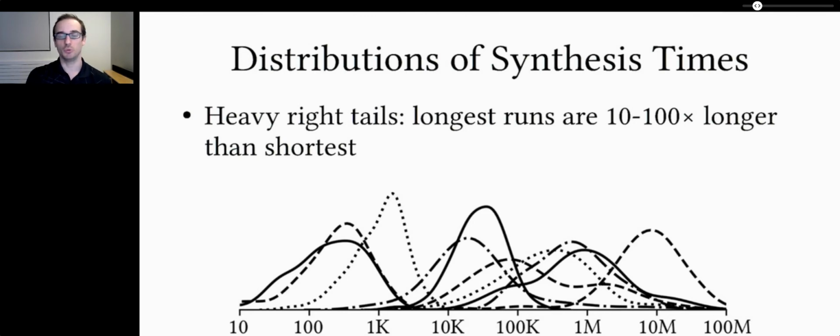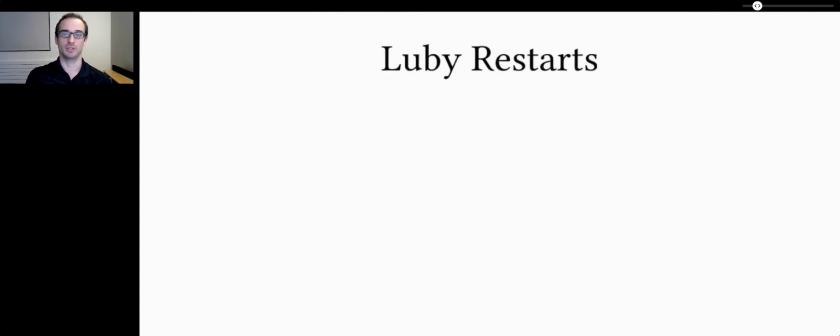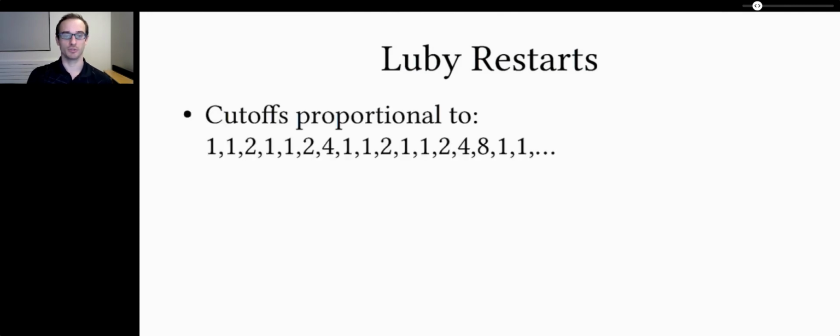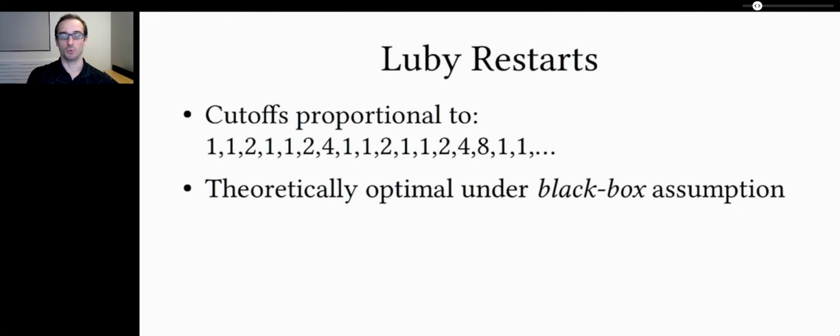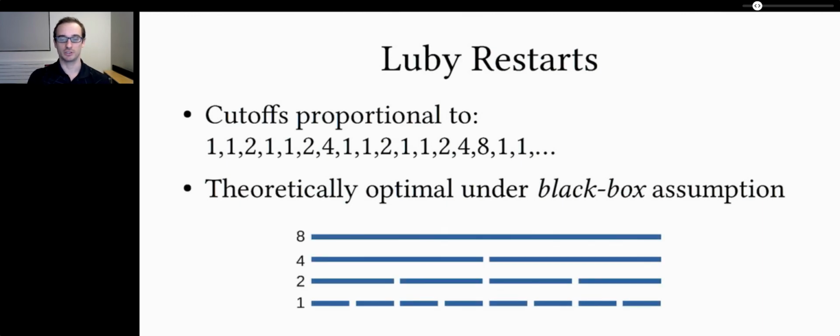This suggests that we want to periodically restart the search in hopes of running one of these shorter searches. The classic way to do this is with loopy restarts, which use a particular recursively defined sequence to choose when to restart. Under the black box assumption, where the restarts don't depend on any of the state of the search, the loopy restarts are theoretically optimal.